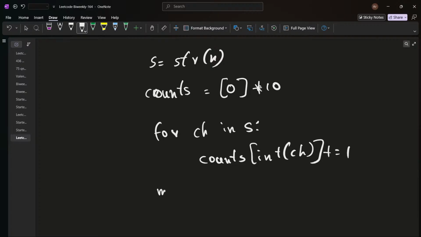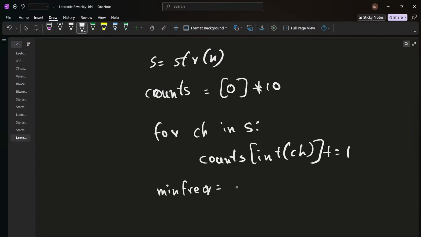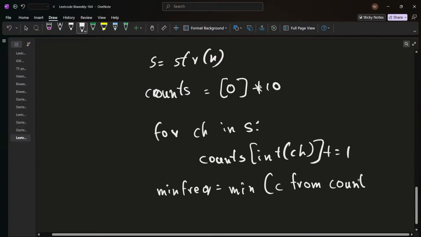Now take one more variable called min frequency, which is equal to the minimum of c from counts, basically the minimum of each count from counts. Counts is this.